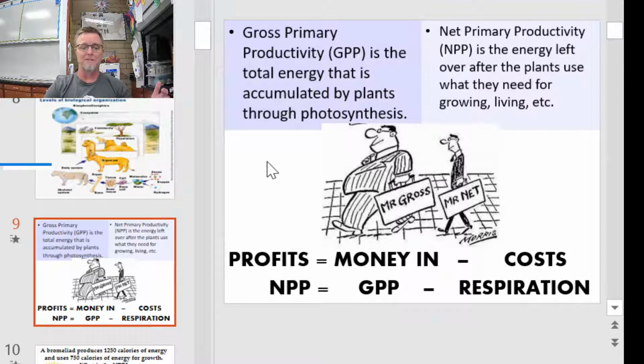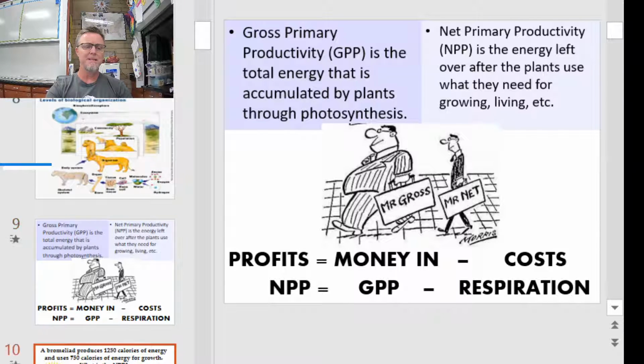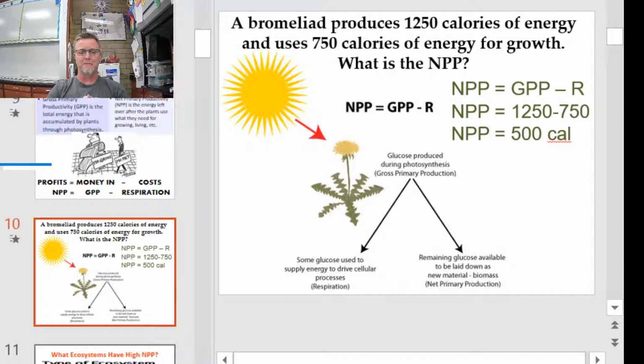The end result, if we take our gross, our money in, we subtract our costs, that's going to leave us with profits. So when you think about energy in terms of life, gross primary productivity, that's your money in that you made from selling stuff. Cellular respiration, that's your costs. And whatever you're left with, that's your net primary productivity that other animals maybe can take advantage of when they eat you, okay? There's some ways to calculate this and some practice problems that I'll have you do along the way.